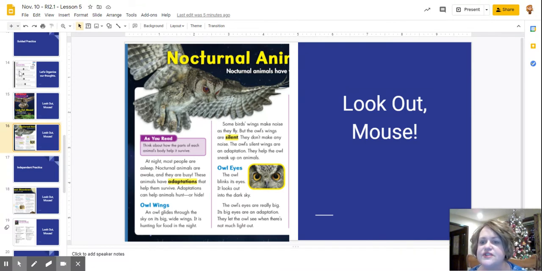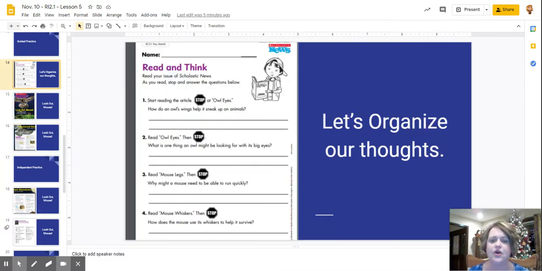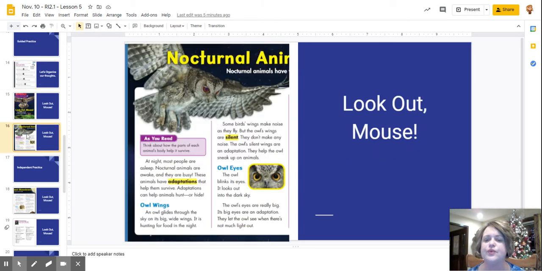Now, my organizer said, and number one, start reading the article and stop at owl eyes. So let's go ahead and let's read together the first paragraph. As I read, you follow along, but you don't have to read out loud. At night, most people are asleep. Nocturnal animals are awake, and they are busy. These animals have adaptations that help them survive. Adaptations can help animals hunt or hide.